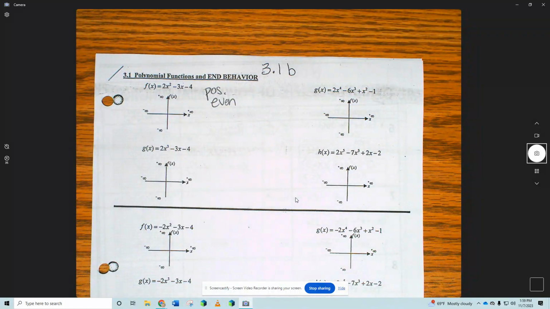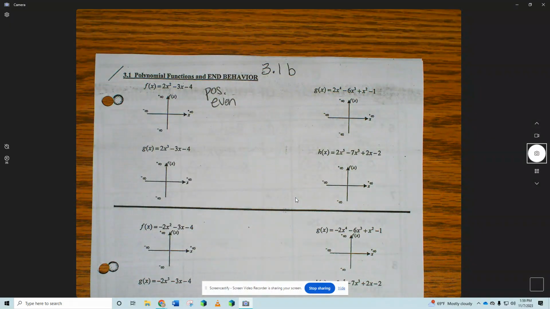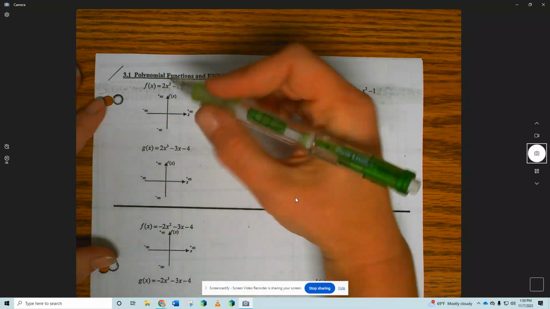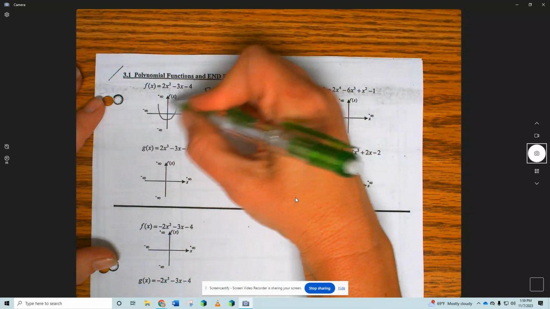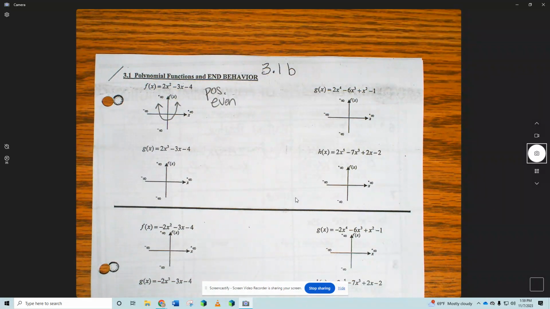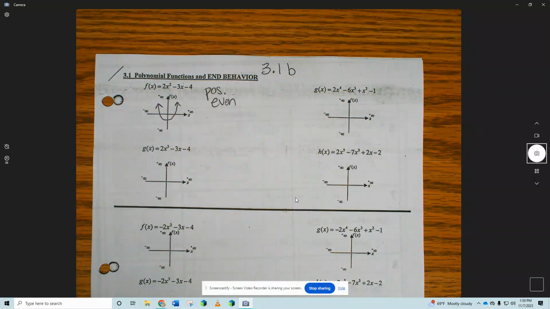So I just want to do a sample picture. I don't really know for sure where it crosses. I haven't factored it. I don't know these zeros yet. But just approximately, it would be something like this. Right? Look at the bottom of your paper. Is that what positive even looks like? The arrows go up, up. Yes. All right.